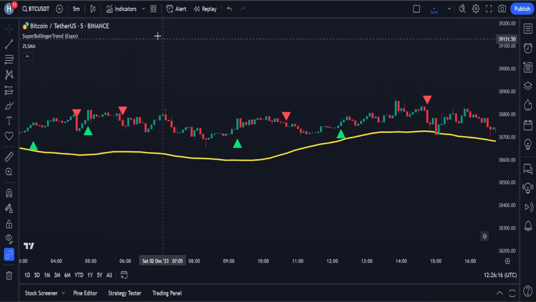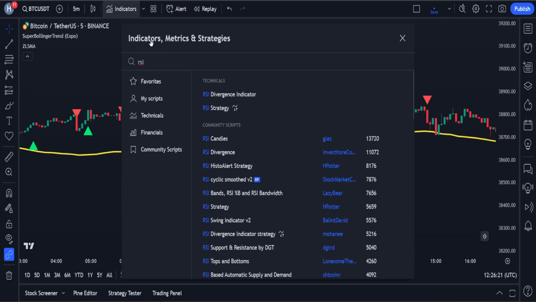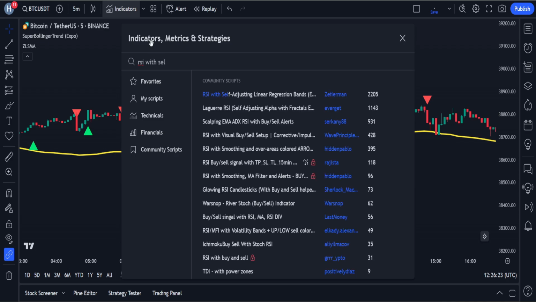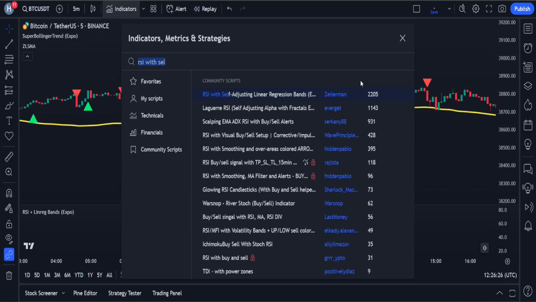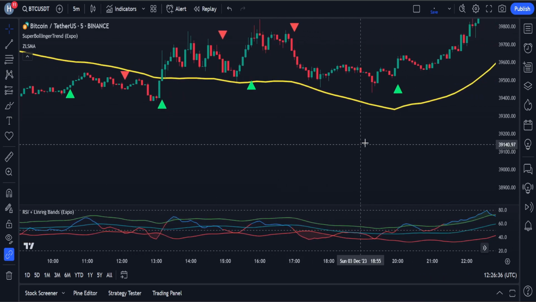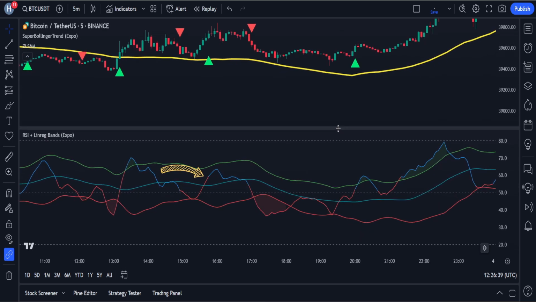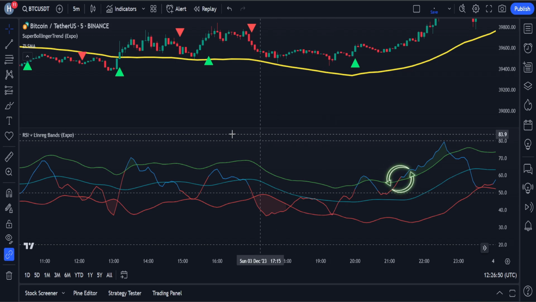So we will open the Indicators tab again, and in the search bar type RSI with self-adjusting linear regression bands, and add this indicator created by Zierman. This indicator can be used in multiple ways, for instance, to find overbought and oversold areas, or to identify trends, as well as pullbacks. This indicator consists of the RSI, the upper and lower curves, as well as the middle curve. When the RSI blue line crosses the lower curve to the downside, this signals an oversold market. And when the RSI line crosses the upper curve to the upside, this indicates an overbought market.